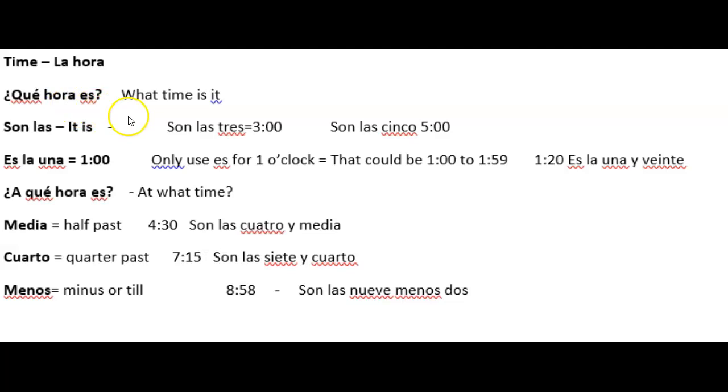So ¿Qué hora es? What time is it right now? ¿A qué hora es? asks about the future, at a certain time. So at what time? We could ask what time is Spanish class? ¿A qué hora es la clase de español? And then if we want to answer, we wouldn't use son las, we would use a las. So you could say in a complete sentence, la clase de español es a las 8, or 8 o'clock.